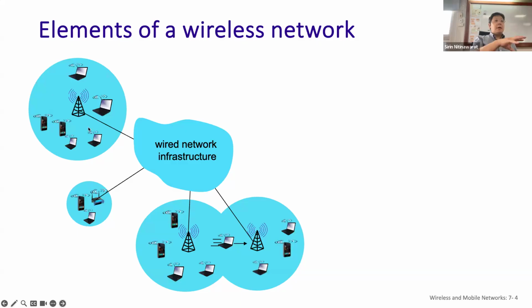But in terms of the smaller wireless networks, how many do you see? Right? 1, 2, 3, 4. Okay, are they all the same, or are some of them different?